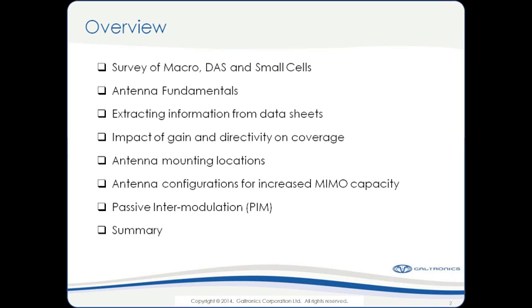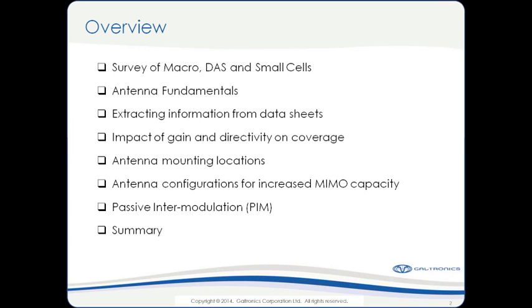Next, I want to discuss antenna fundamentals, and the reason for repeating this information that may be so familiar to many of you is that I want to provide a common foundation for discussions about topics later in the presentation. Specifically, when we look at vendor data sheets, I want to make sure that we all understand the terms that are presented on those data sheets and how they'll impact your project designs as well as antenna selection.